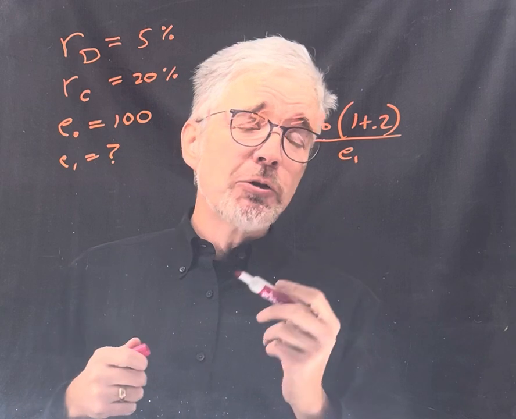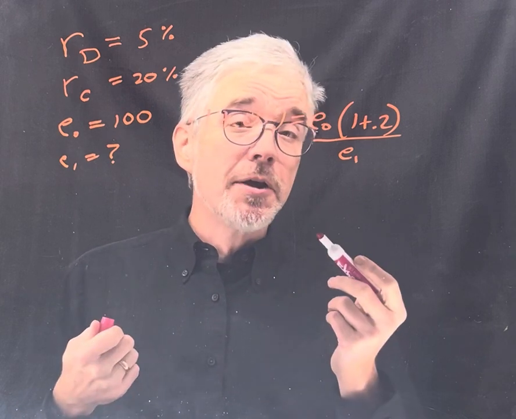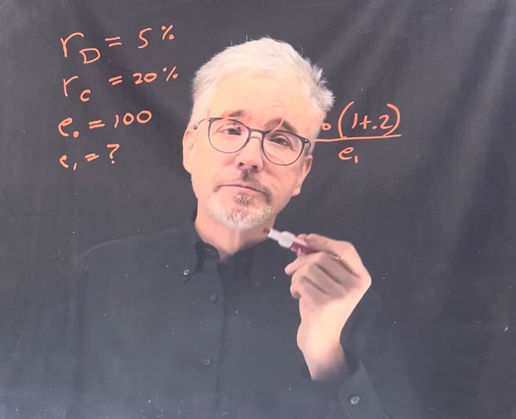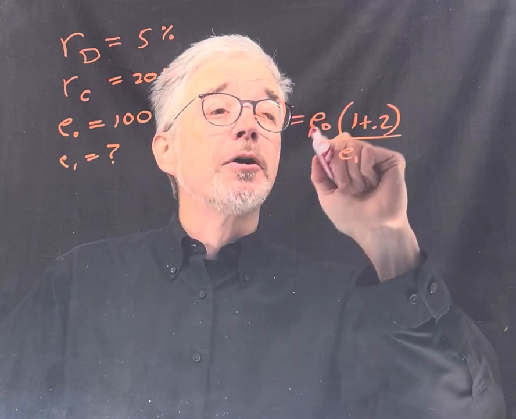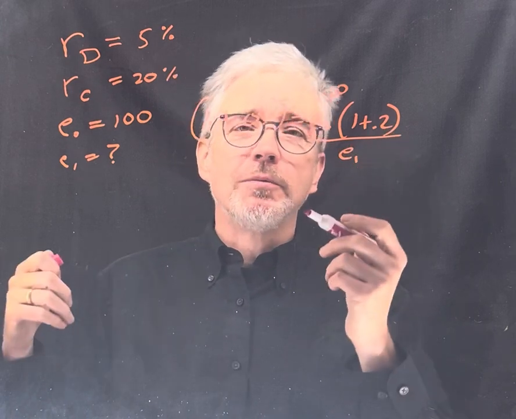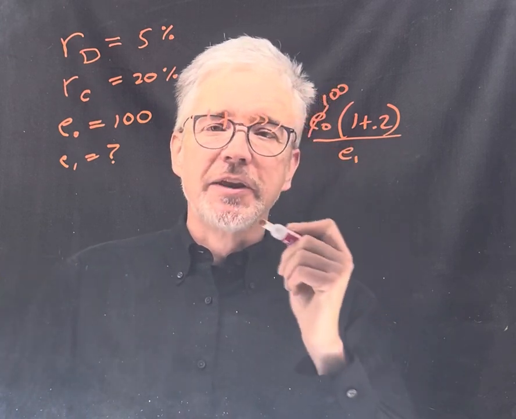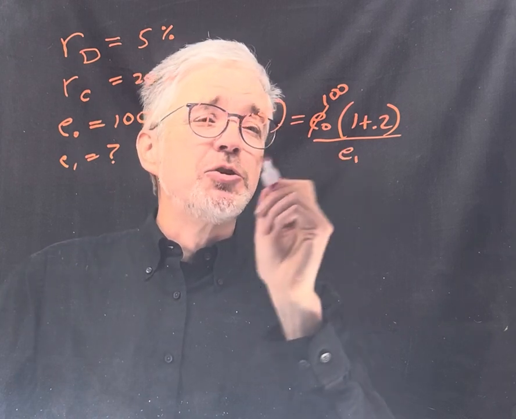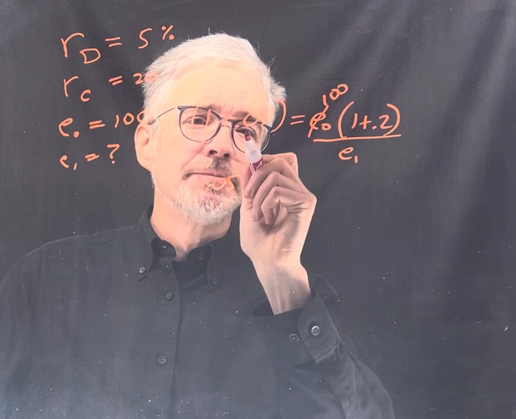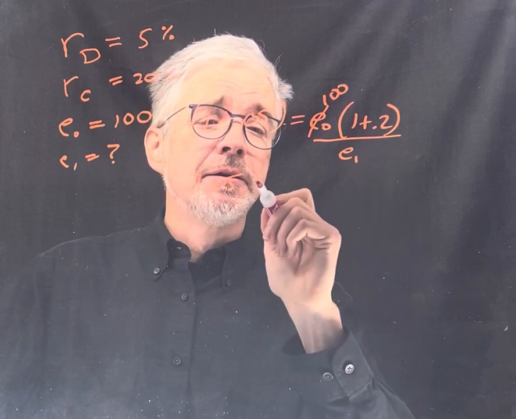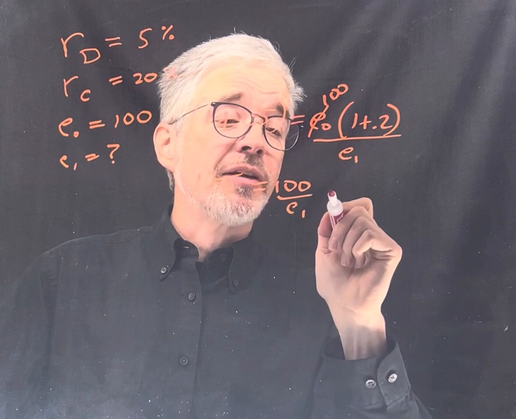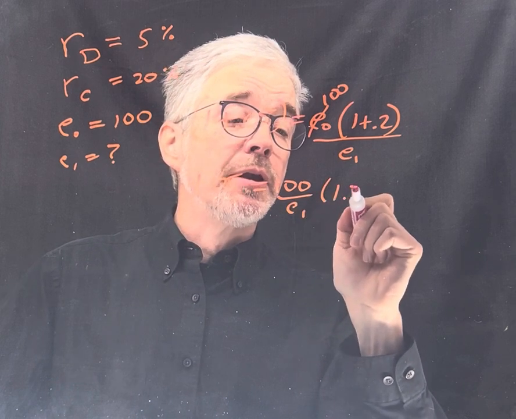And in equilibrium, these should be identical, right? Because if they weren't, people would take steps to make sure that they were. So we know E0 is 100. So now we just have one equation and one unknown, solve it out. So let's do a little bit of rearranging. So this is 1.05 equals 100 over E1 times 1.2.